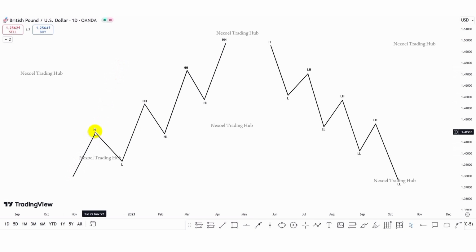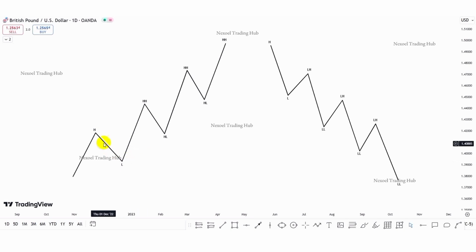Now, the pullback is a temporary reversal. It's just a temporary movement that is against the established major trend. In understanding market trend, we have the major trend and the minor trend. We're going to be looking at the major trend and also the minor trend. I'm just trying to show you the structure here. We're not looking at the minor or major right now; I'm just trying to tell you how to look at the structure.